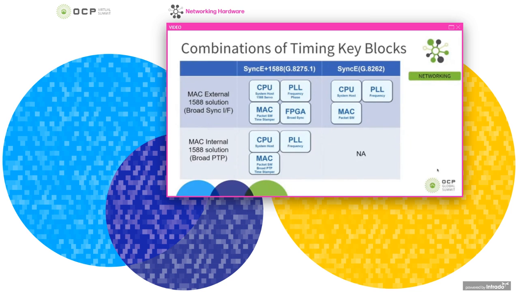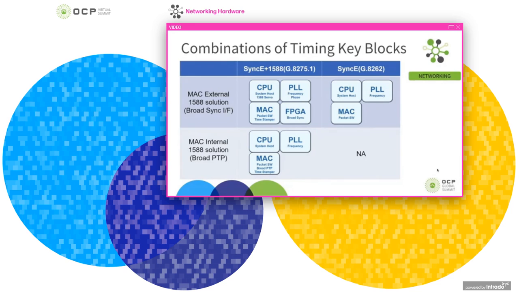For SyncE, you can see we only keep a PLL, because in SyncE you don't need to do phase sync, so you don't need an FPGA to translate it into the board-sync interface, the MAC doesn't need to do timestamping, and the CPU doesn't need to run a 1588 server.